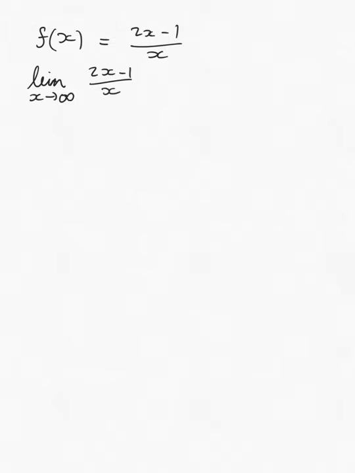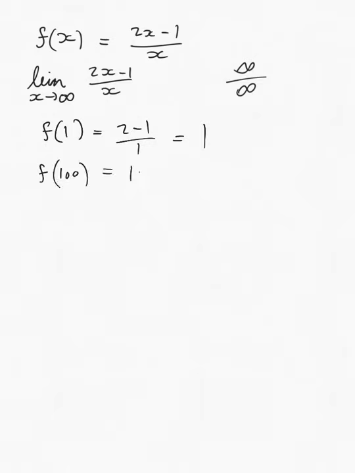Here's another example. Let's say f of x is equal to 2x minus 1 divided by x. What is the limit as x tends to infinity of that function? Clearly, when it comes to infinity, we can't do direct substitution, because this thing then just looks like infinity over infinity. So let's take a few values and see how it looks. f of 1 is equal to 2 minus 1 over 1, is equal to 1. And let's take some big values. f of 100, it turns out to be 1.99.